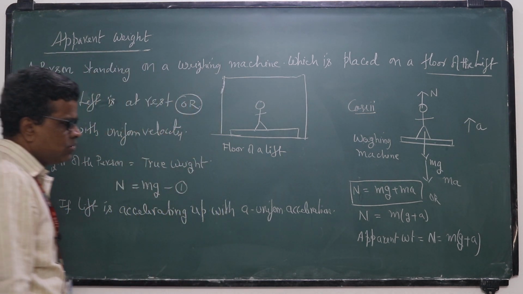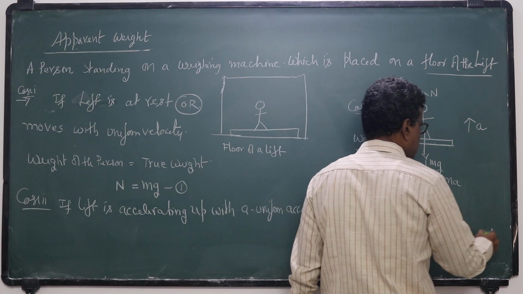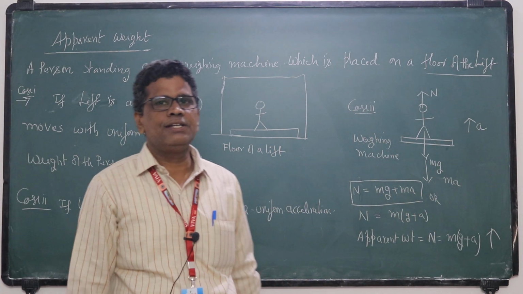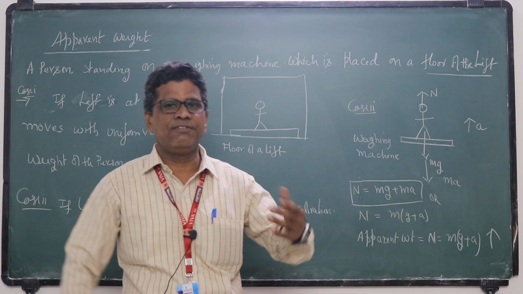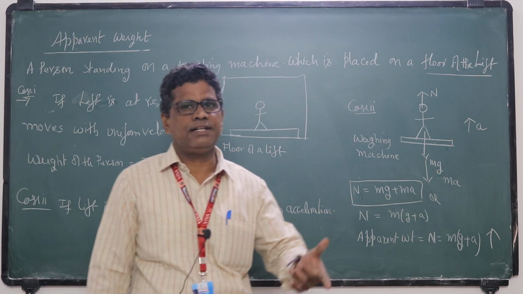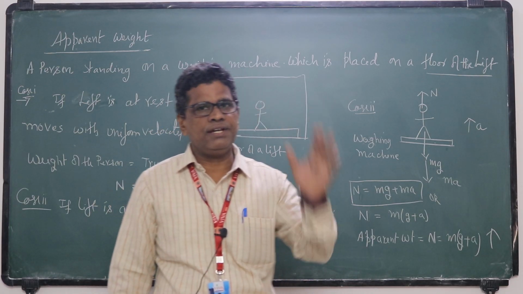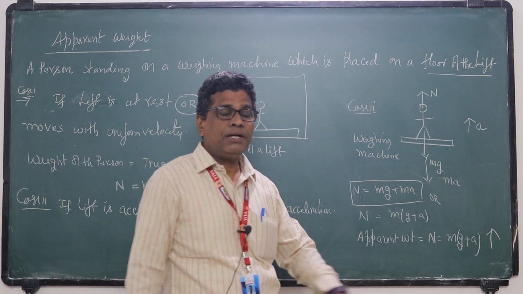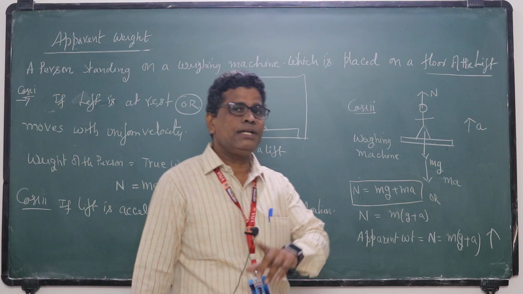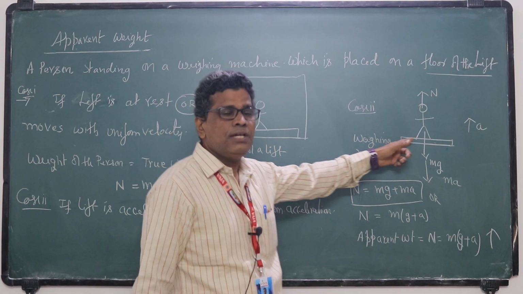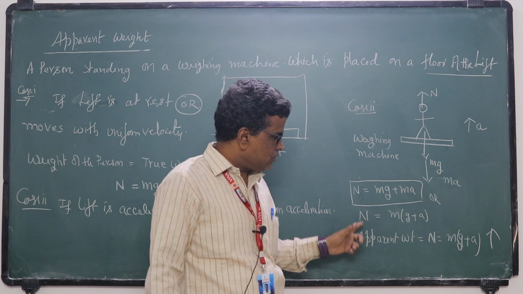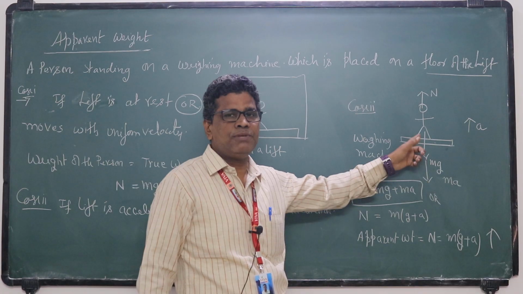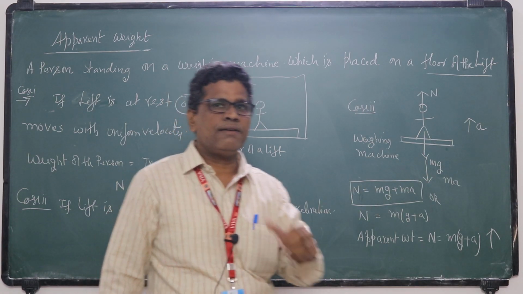Now, the reading shown by the weighing machine increases. Suppose the person's weight is 50 kgs, now it may show 75 kgs, depending upon the acceleration, or it may show more than 50 kgs, like 60 or 70 kgs. But that is not the true weight. It appears to increase because he is in a non-inertial frame. So the apparent weight of the person increases. That means the reading on the weighing machine is more than the true weight of the person.